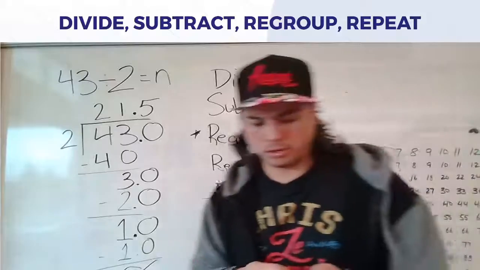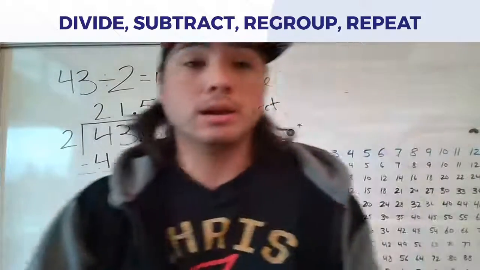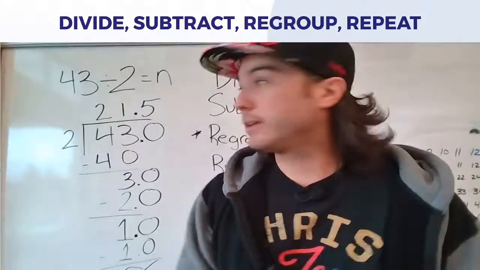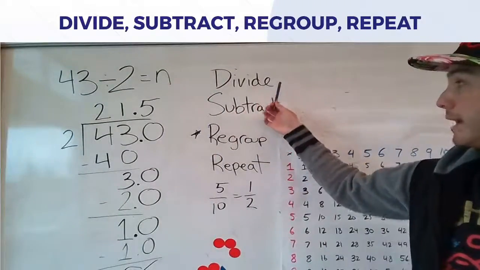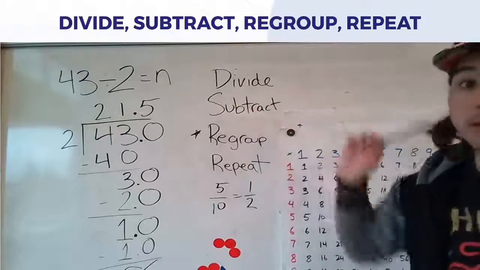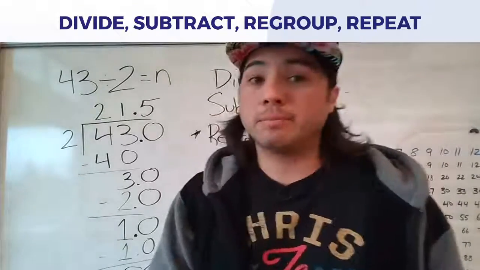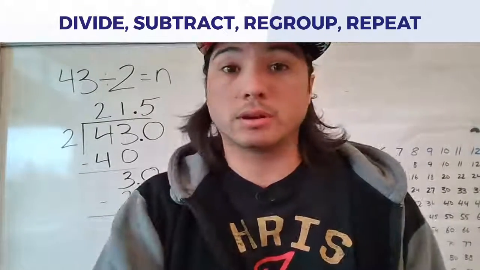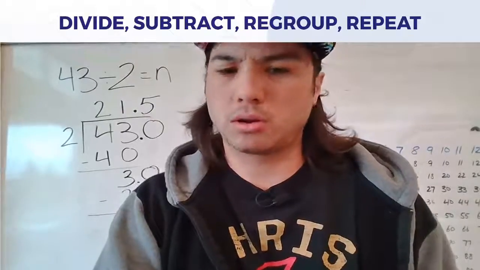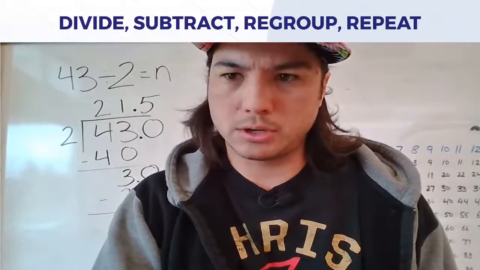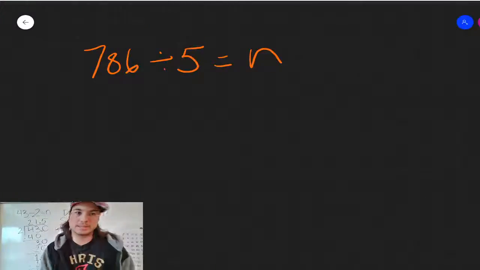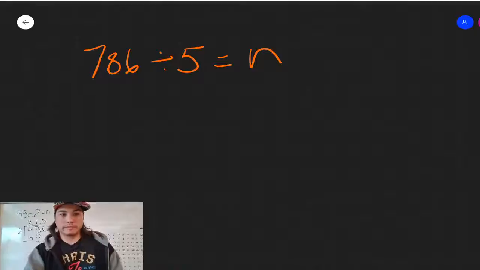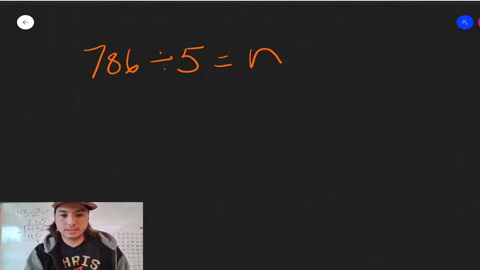Let's look at one more on our digital whiteboard, and we're going to go a little bit bigger. But again, because of our place value knowledge and because all we're doing essentially with this standard algorithm is divide, subtract, regroup, repeat. Okay, big numbers, same process as smaller numbers, just takes a little bit longer and a couple more steps. I'm also going to check the chat while we're doing that. Take a look at this problem and set it up in standard algorithm form. 786 divided by 5.